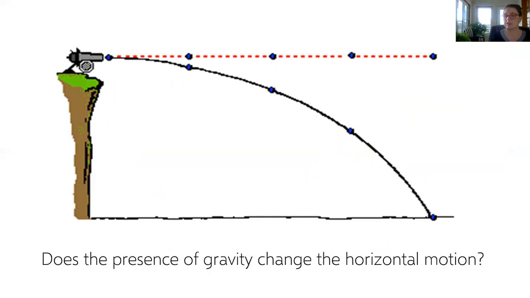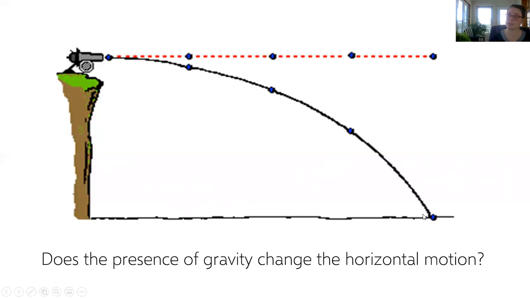So normally, if you launched an object horizontally, if there was no gravity, the cannonball would follow this horizontal path. But because there is gravity, the gravity pulls the object downward.